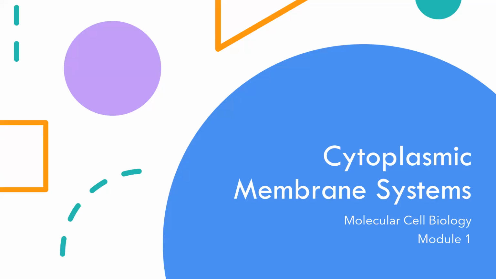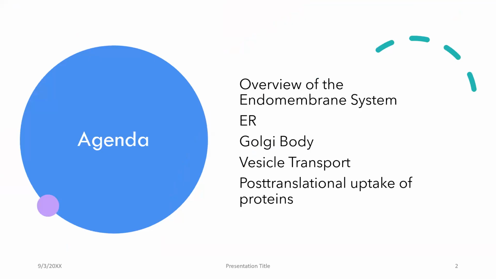Good day. In this lecture, we will be discussing the cytoplasmic membrane systems. For a brief layout of the lecture, we will first look at an overview of the endomembrane system, which is composed of the ER, endoplasmic reticulum, the Golgi body, and then we'll talk about vesicular transport and post-translational uptake of proteins.